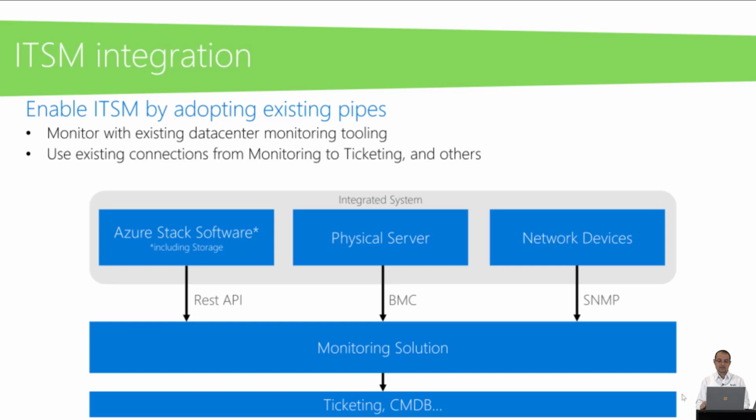And the third is network devices. Your network devices can be integrated with your monitoring solution using the SNMP protocol. Your monitoring solution will talk to your network devices, and once everything is in your monitoring solution, you can implement the ticketing services and talk to it.